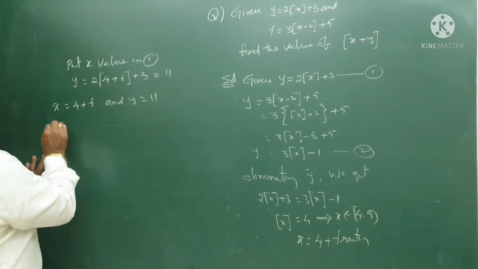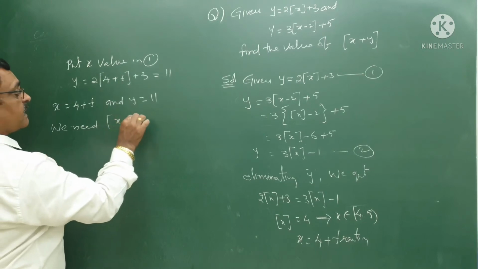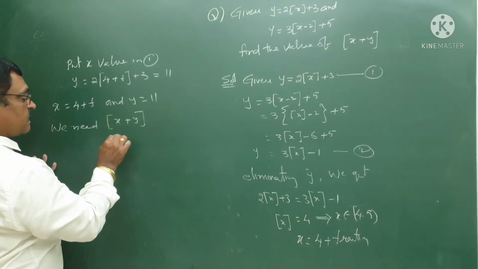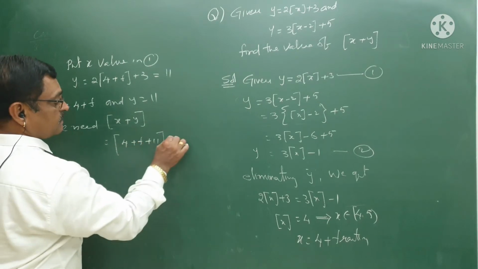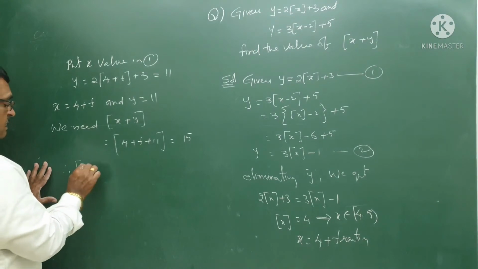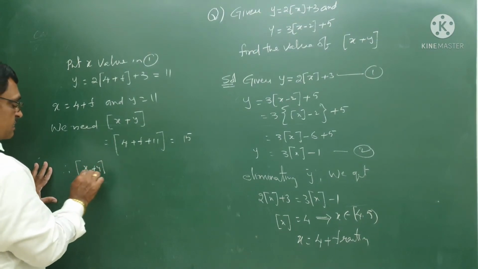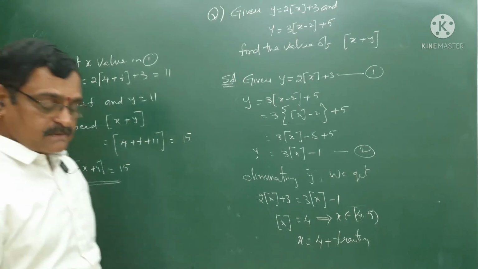We want integral part of x plus y. So nothing but 4 plus some fraction plus 11, of course, integral part is nothing but 15. Therefore, integral part of x plus y is equal to 15. Please take it.